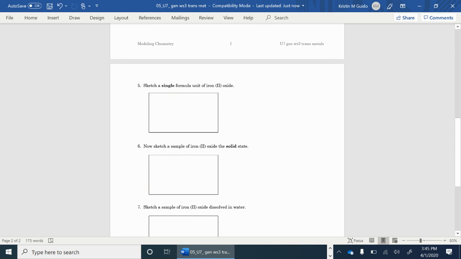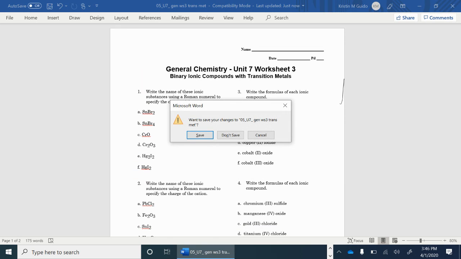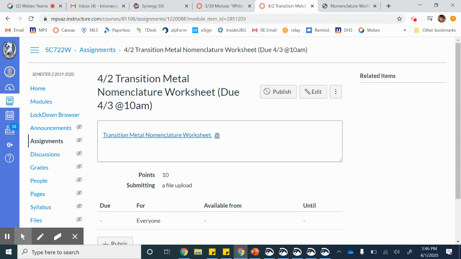Go ahead and try to sketch these out as well if you can. If you have those little pen things that you can draw on your computer with, you can give that a shot. If you don't, then you can just verbally explain to me what it looks like, and that will be fine for your points on that. Cool. And so then you'll submit that.